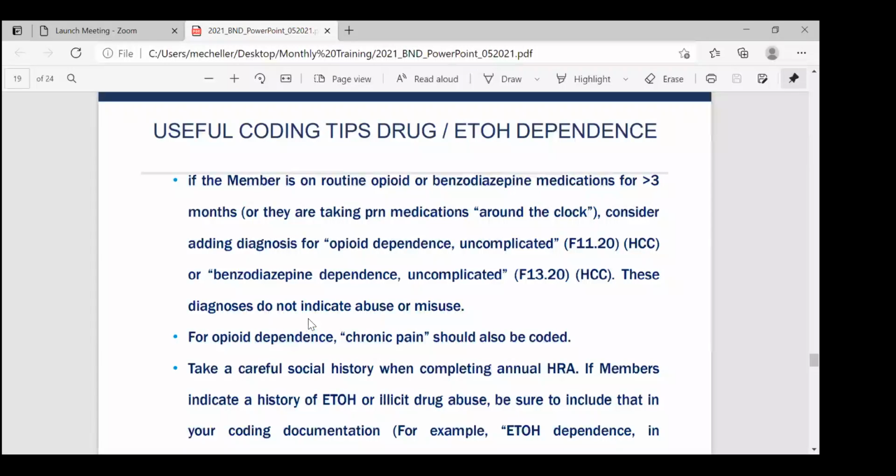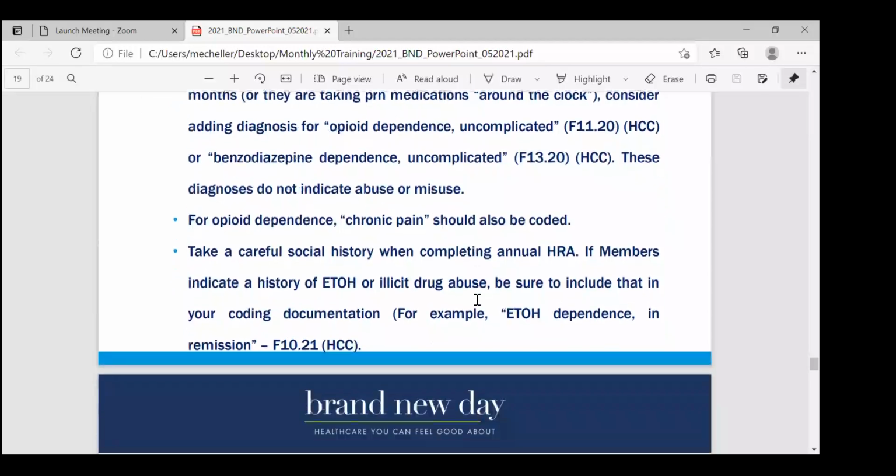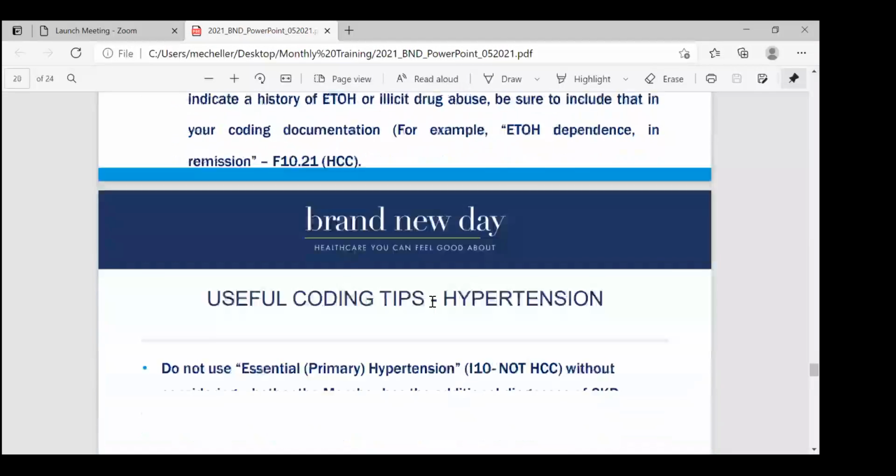So social history, when we're working on completing our annual HRA, if the member has indicated a history of ETOH or drug use, we want to be sure that we include that coding in the documentation. So for example, if it's ETOH dependence in remission, here's a code that's used for remission that we could add to our documentation in order to pick up RAF scores. So just being vigilant of these diagnosis codes, when to use them, and make sure that they're coming across through your encounter data.